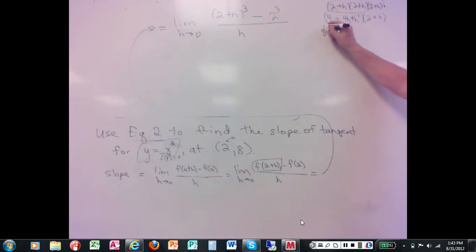So that gives me 4 times 2 is 8. Then 4 times h is 4h, and the 4h times 2 is 8h. 4h and h is 4h squared, plus 2h squared. And then plus h cubed.